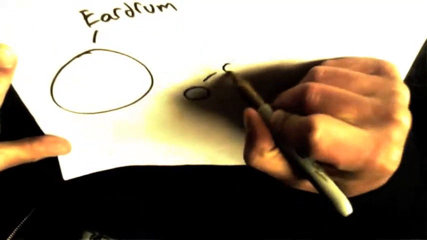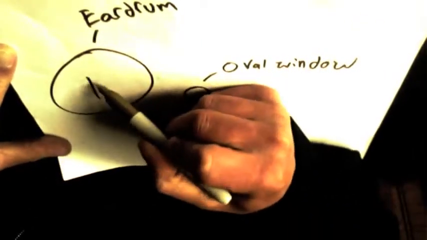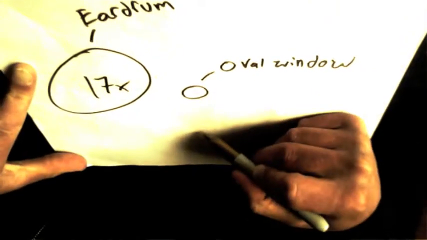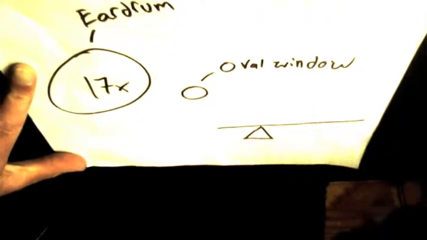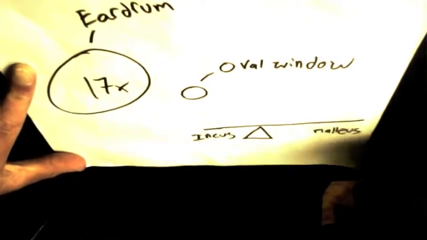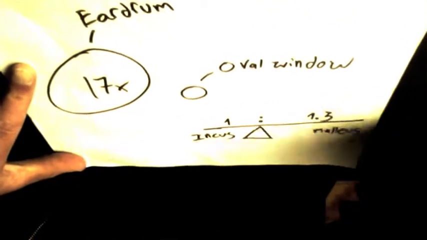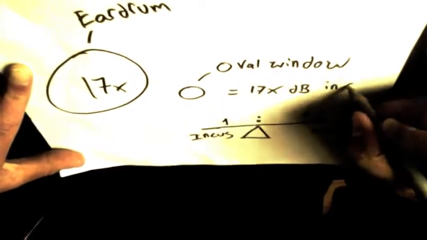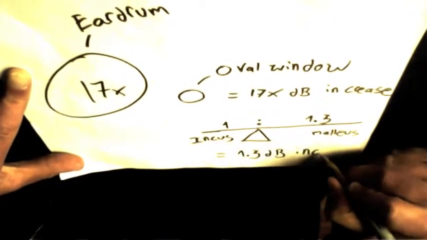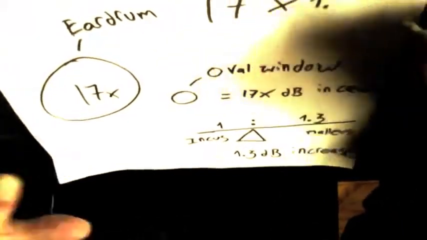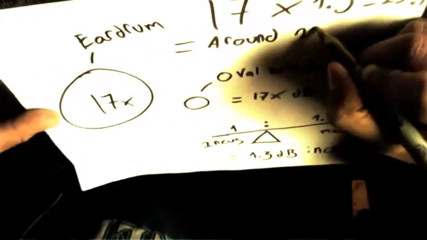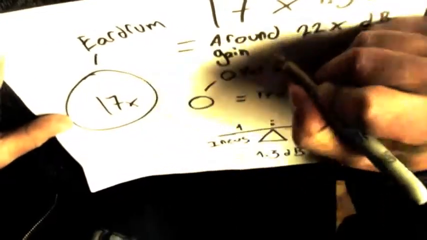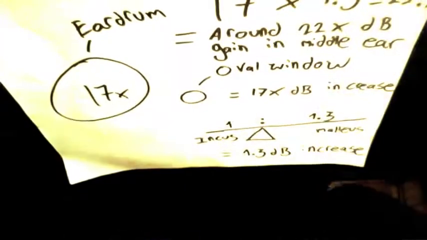The greatest sound pressure level increase in the middle ear comes from the ratio of the size of the eardrum to the oval window. The eardrum is 17 times larger than the oval window on average, giving it a 17 times larger decibel level increase in the middle ear. There is also a 1.3 times increase of decibels between the incus and the malleus because the malleus is 1.3 times longer. So if we take those two figures, the 17 times increase and 1.3 times increase, we can conclude that there is around a 22 decibel level increase from the middle ear.